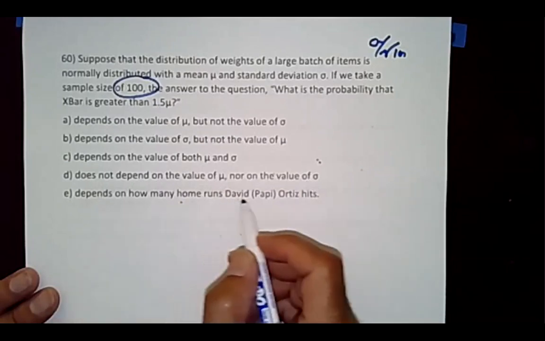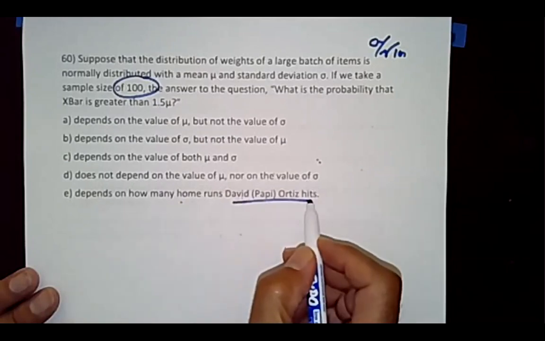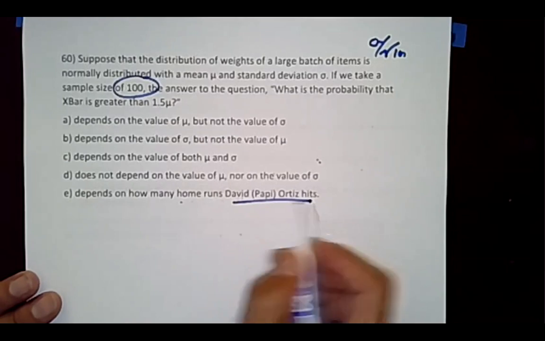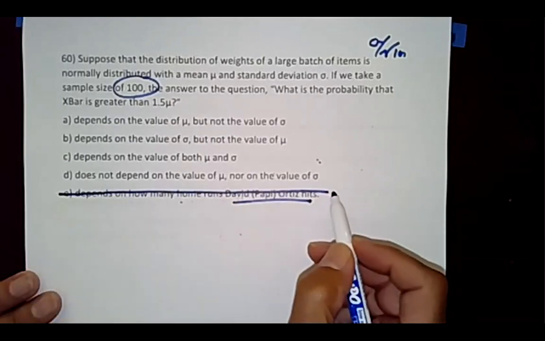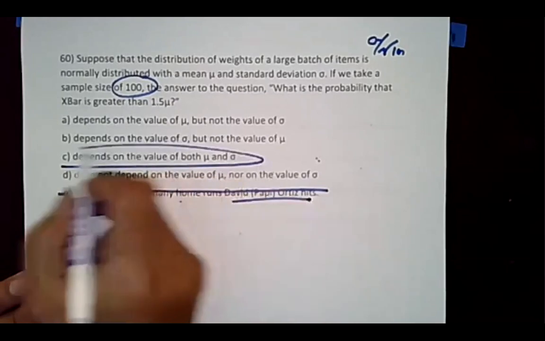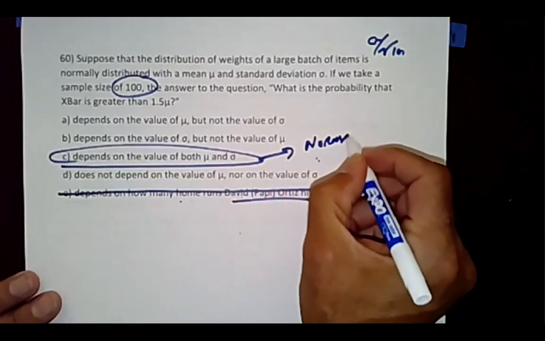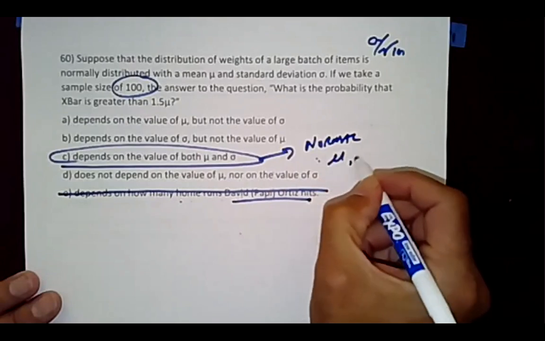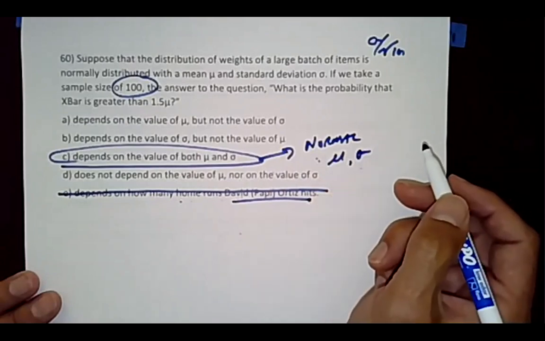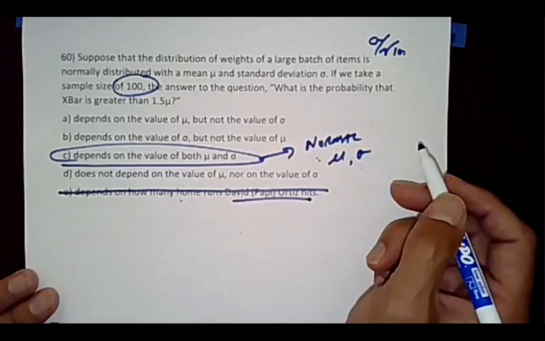Depends on how many home runs David Ortiz hit. Again, he's an old Red Sox player that retired a few years ago. So clearly this is not your answer. Well, the answer is this one, because remember, I told you this. When you say something follows a normal, you must know something about the mean and the standard deviation. Otherwise, you can't do any predictions about it. So the answer is going to be C.